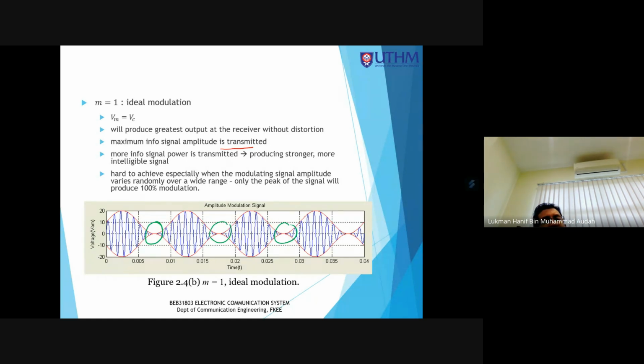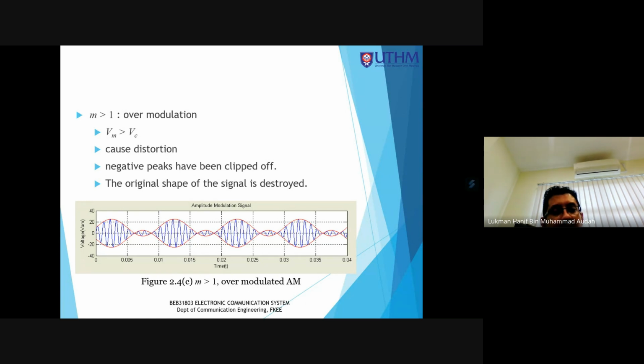Then we have the third type, which is over modulation. In over modulation, Vm is larger than Vc. As I said previously, a larger Vm is good, but if the Vm is bigger than the Vc, this will cause distortion. So it is actually not good if the Vm is more than the Vc. A high value of Vm is good, but not too high. And then you're going to see that this will cause a distortion.